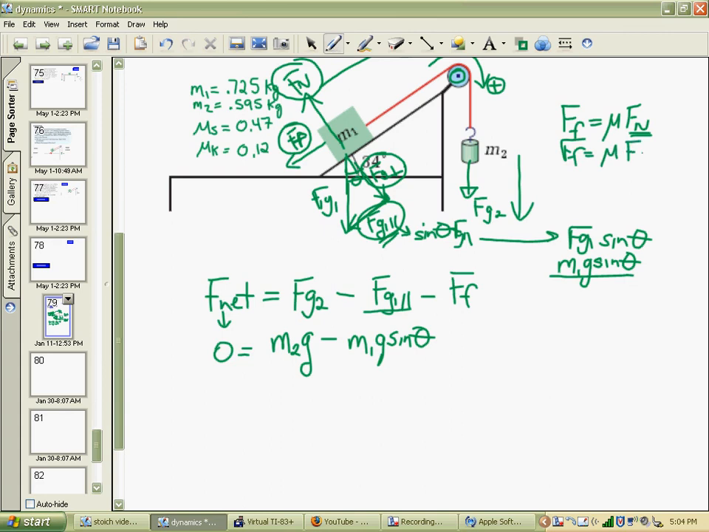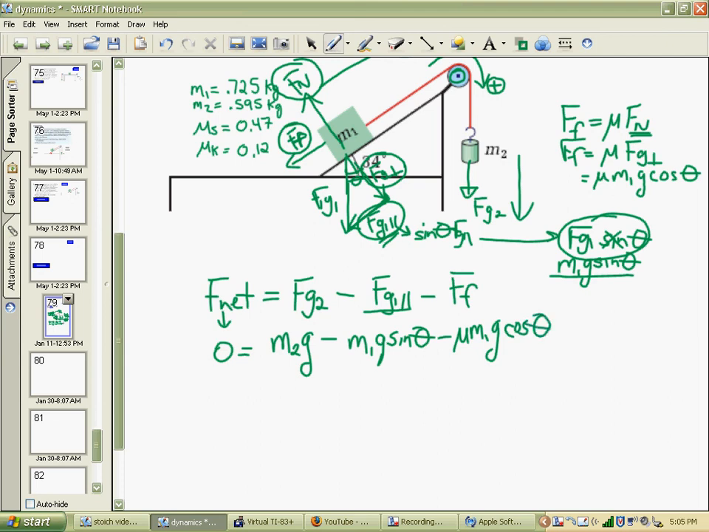Fg perpendicular is similar to Fg parallel, except instead of sine, we write cos. So it's mu m1g cos theta. Now this seems crazy, but as you look at it slowly, it might come out at you. So mu m1g cos theta, and all of those have to add up to give 0.